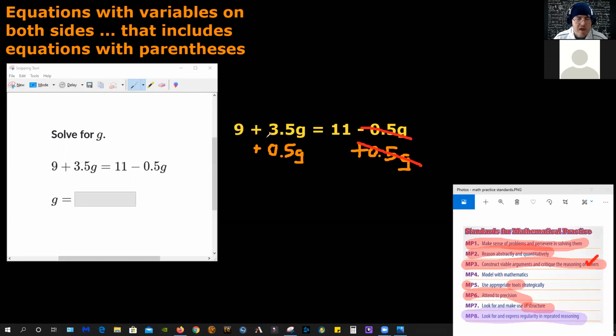Now, if I'm going to have my g's on the left side, it means I better get rid of this 9. So let me do the opposite. I'll take away 9. I have to do that from both sides. So those go away. Well, we end up with 3.5g plus 0.5g. That's 3.5 plus a half, so 4g. 11 minus 9 is equal to 2. So the last step would be to divide both sides by 4.